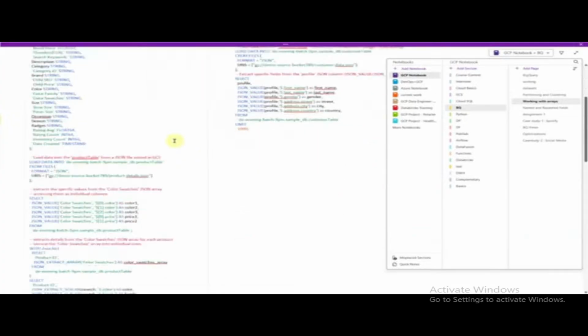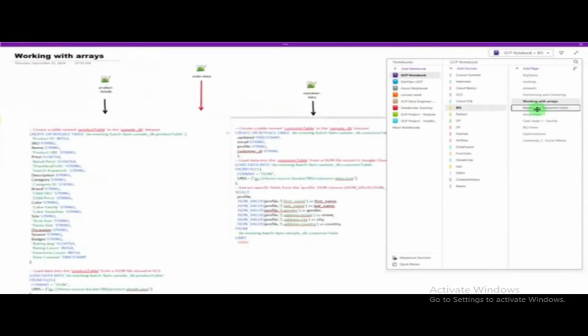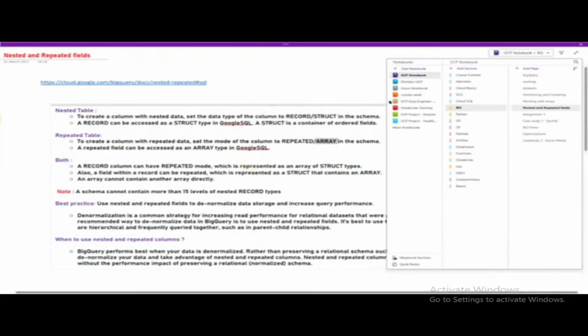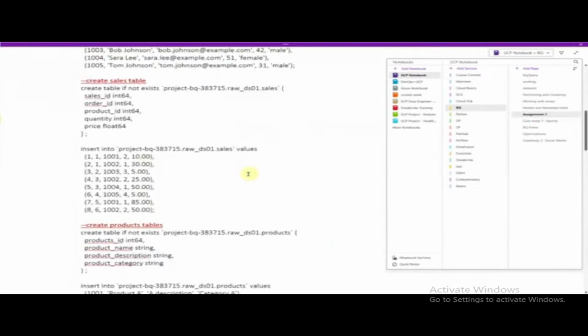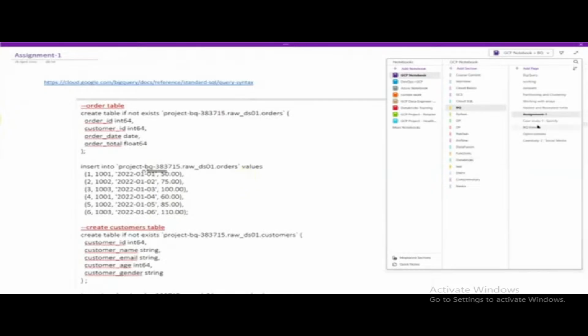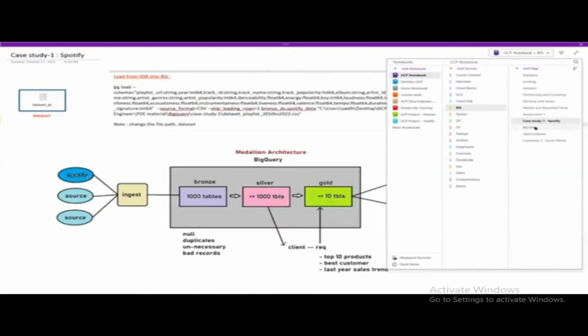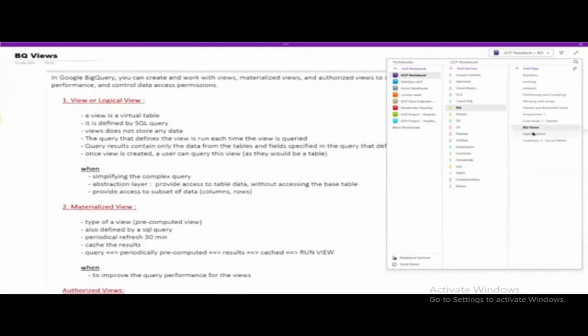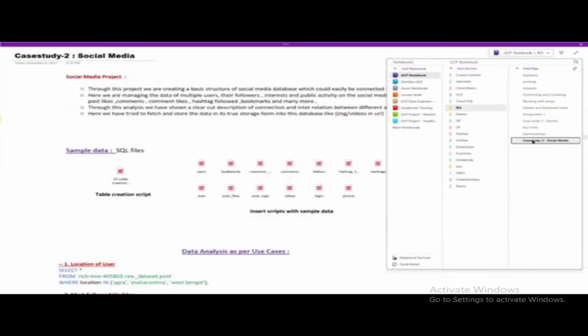How do we work with it in BigQuery? So these are all the things that we are covering again. Nested and repeated fields: how do we work with them in BigQuery? Assignments for you to practice to make yourself comfortable with BigQuery. Case study 1, that is Spotify. BigQuery views, BigQuery optimizations. BigQuery case study 2, which is an assignment for you, the social media case study. So case study 1 and case study 2 in BigQuery are covered, along with assignments, optimization techniques, and complex topics.